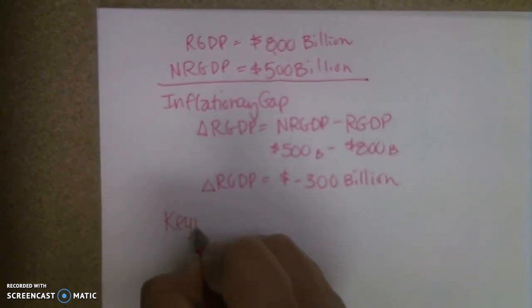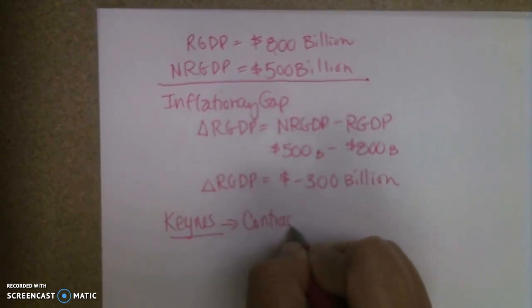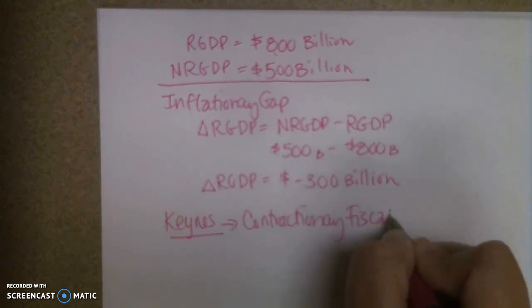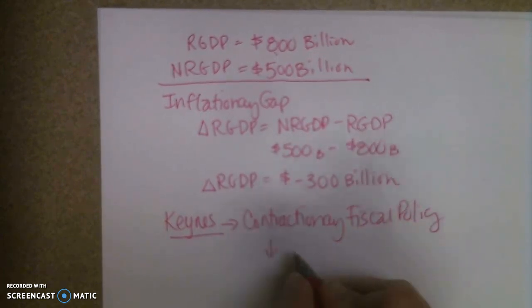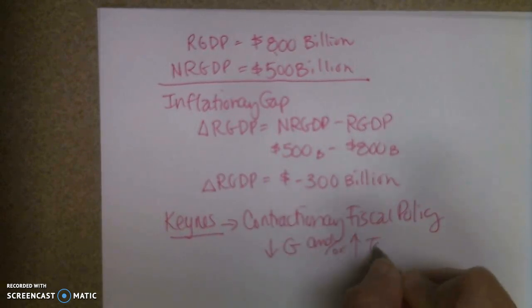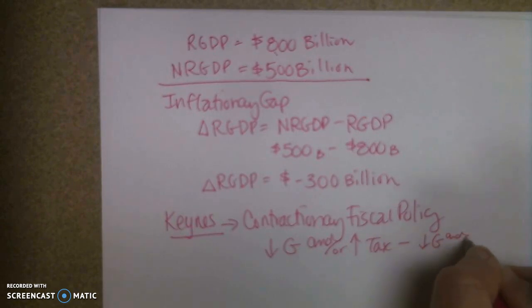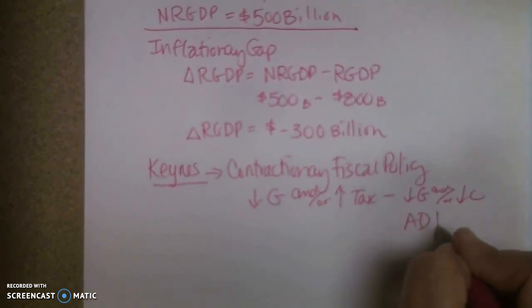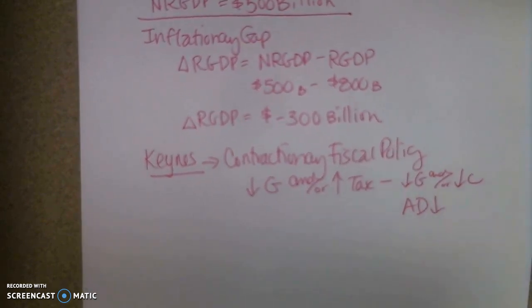Keynes would suggest contractionary fiscal policy. Now, remember, contractionary fiscal policy is going to slow our economy down. It's going to decrease government spending and/or increase personal income taxes. That is going to decrease the G and/or decrease the C. So that aggregate demand curve is going to come down all the way to long-run equilibrium. All right, so let's figure out what we need to do next.